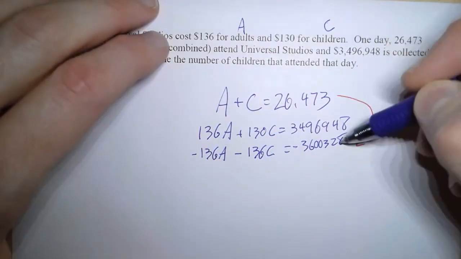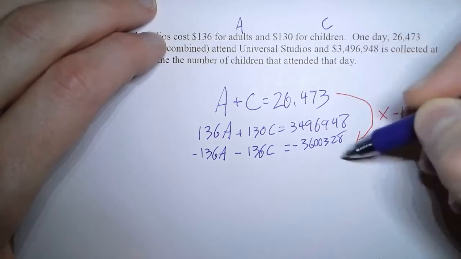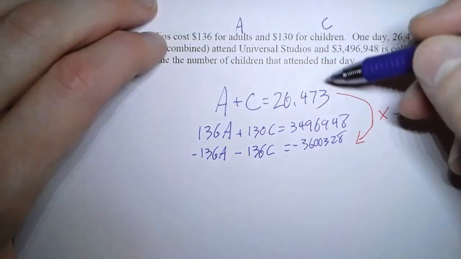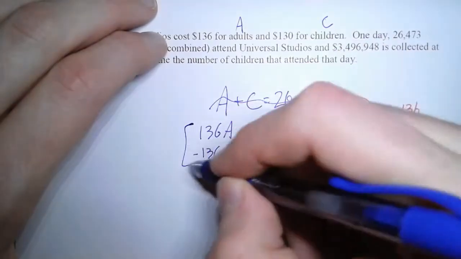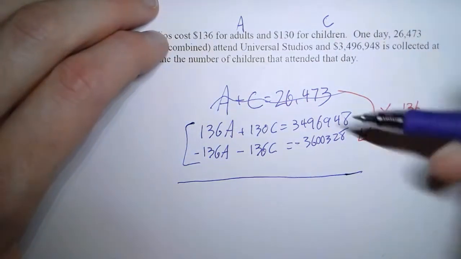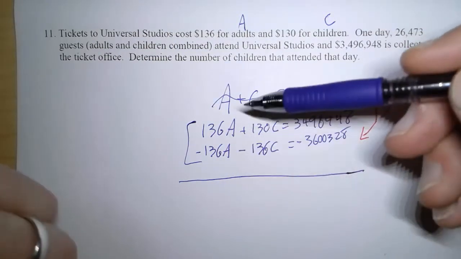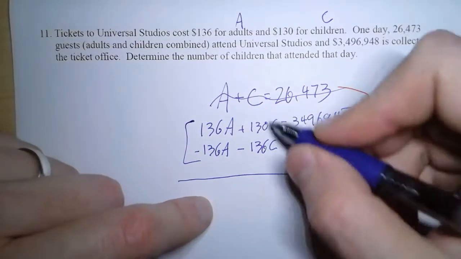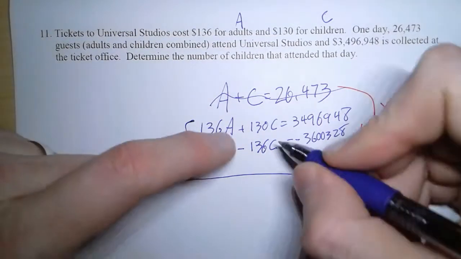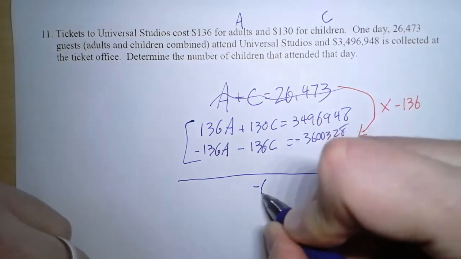Now, this equation right here is basically the same thing as this top one. We just multiplied it by negative 136. So I can kind of forget that that's there right now and just look at these two. Now if I combine them, notice what happens. The A's cancel. And so when we combine this, the A's go away, and when we combine the C's, positive 130C minus 136C is negative 6C.